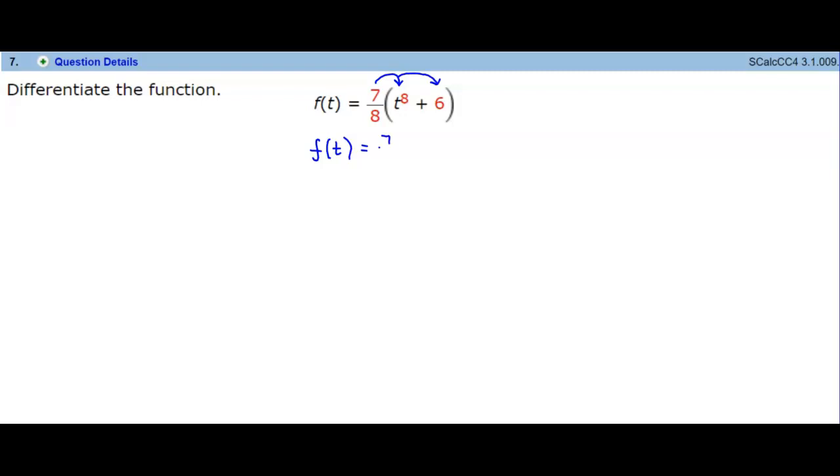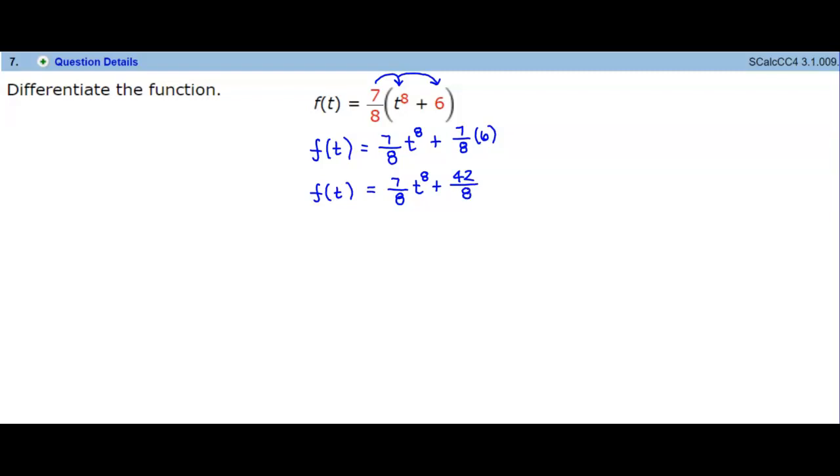which is going to equal 7/8 t to the 8th plus 7/8 times 6. So now what we're going to do is the following. We're going to have f of t, which is equal to 7/8 t to the 8th plus 7 times 6, which is going to give us 42 over 8.